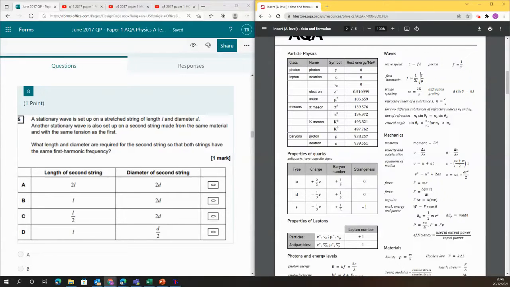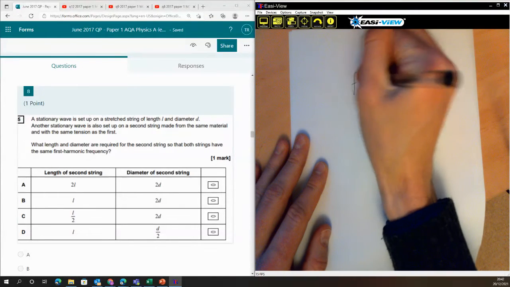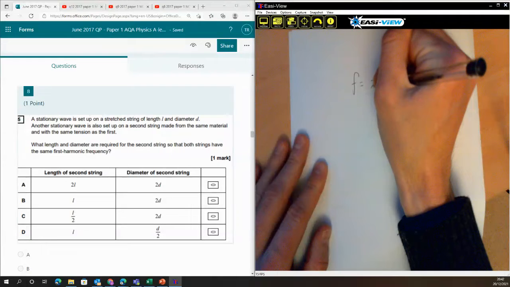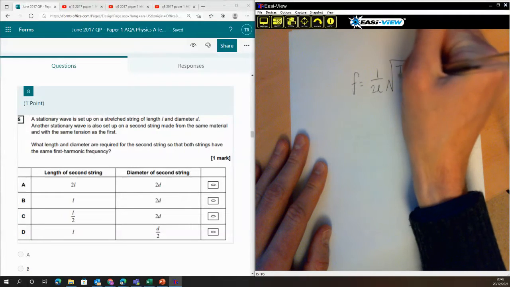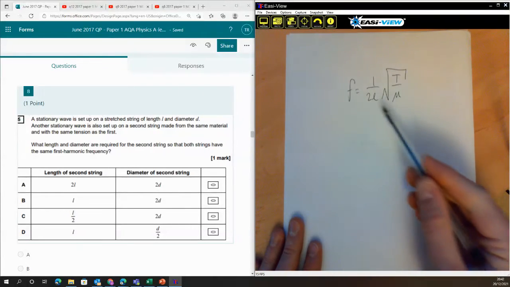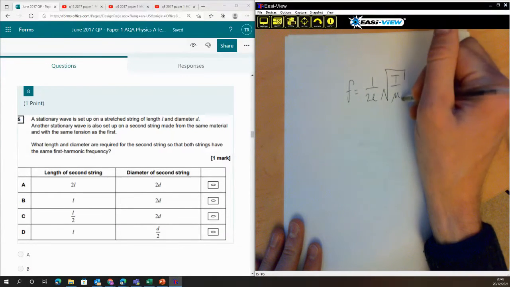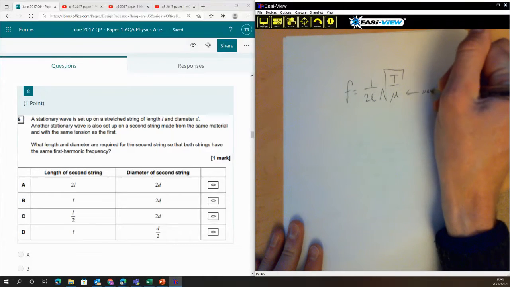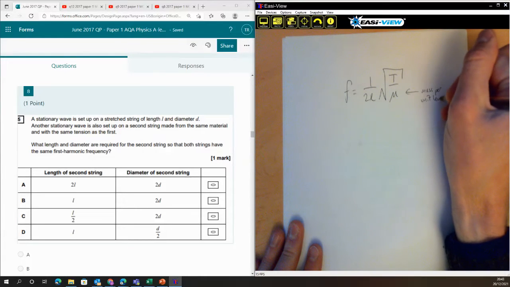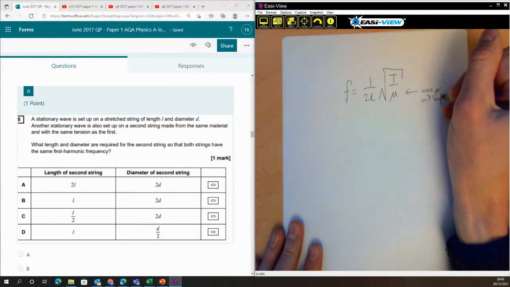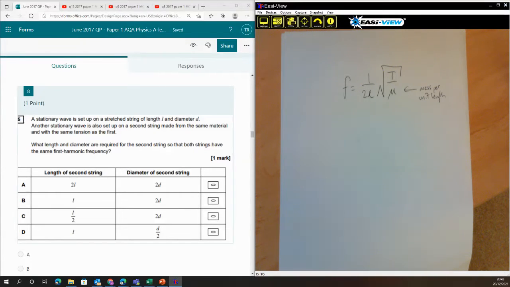So if I use the equation, the frequency is 1 over 2L multiplied by the square root of T over mu, and you need to be aware that L is the length. That's fairly straightforward. T is the tension within the string, and then mu is the mass per unit length. And that's the only tricky bit within this. The mass per unit length is given there, and it's the square root of the mass per unit length as well.